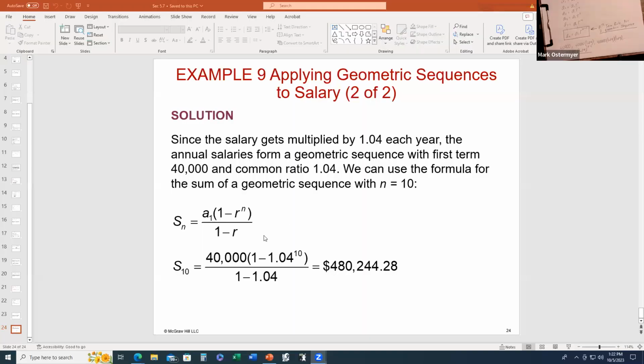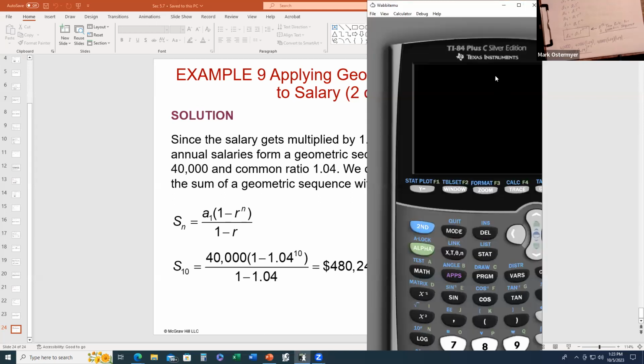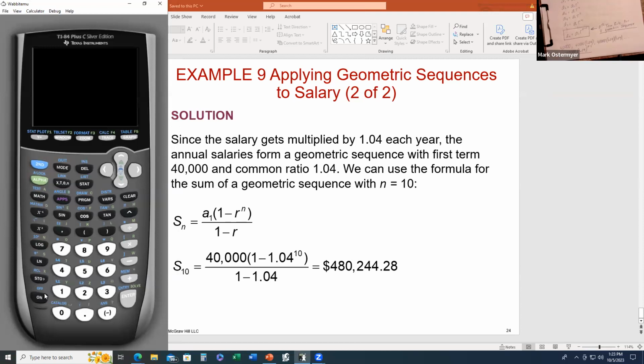All right, so to determine what salary we will be making after 10 years at this company, we use our sum of the first n terms of a geometric sequence formula. Our first term A1 is 40,000. Common ratio is 1.04. That indicates a 4% raise per year. We put 1.04 in for R, and N is 10. Going through the arithmetic, we crank out our salary after 10 years, which should be up to $480,244.28. That's a 4% increase per year for 10 years. Let's show you how we can do that on our calculator.